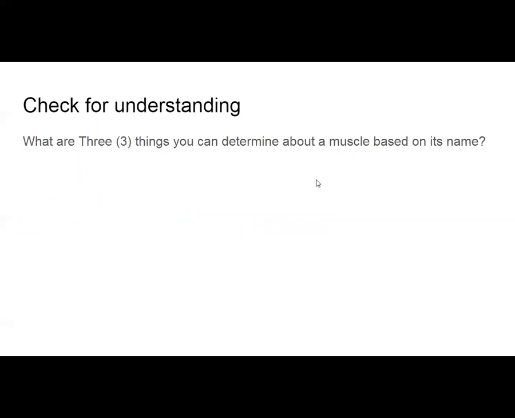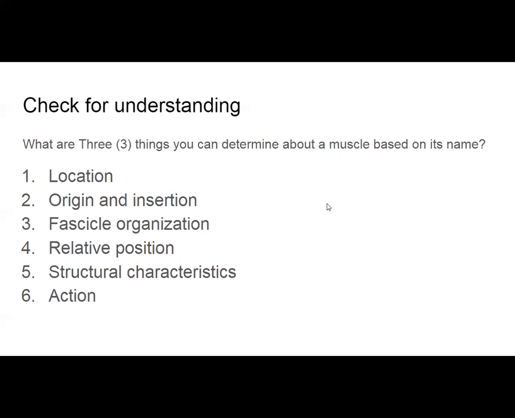What are 3 things you can determine about a muscle based on its name? Location is one. Origin and insertion. The action. Fascicle organization. The relative position. Structural characteristics. What did you say? Action, okay. And location. Okay, very good.